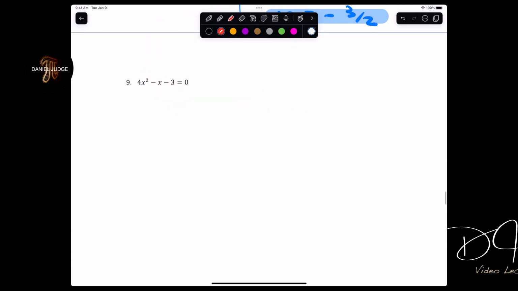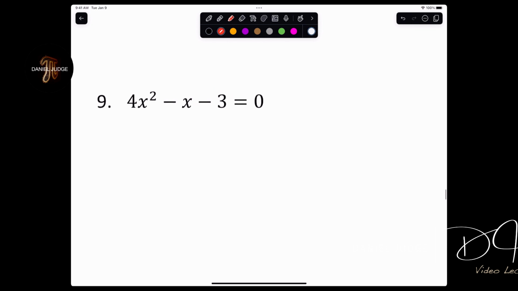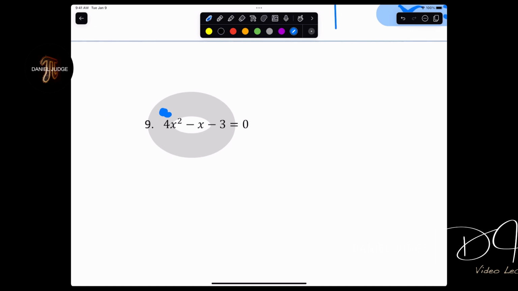Solving another quadratic equation by using the crisscross method to factor your trinomial. So let's identify the values again. A, B, C. A is 4, B is negative 3, C is negative 1.